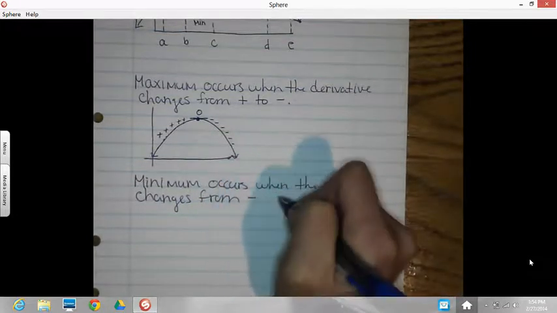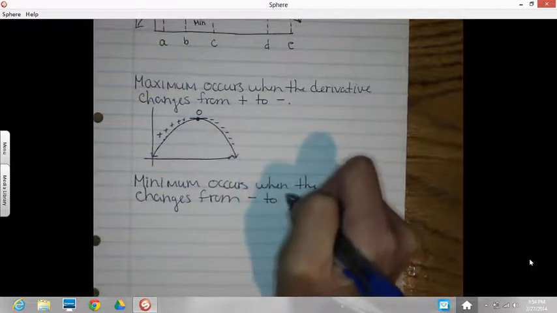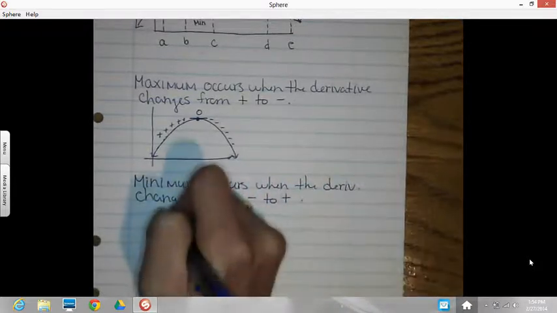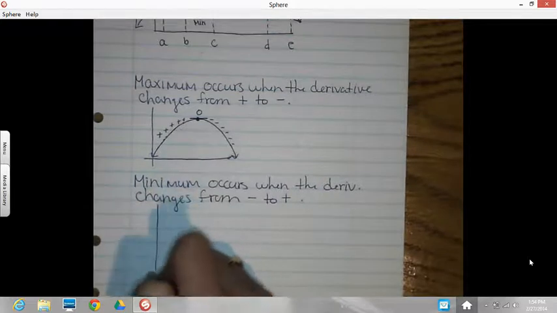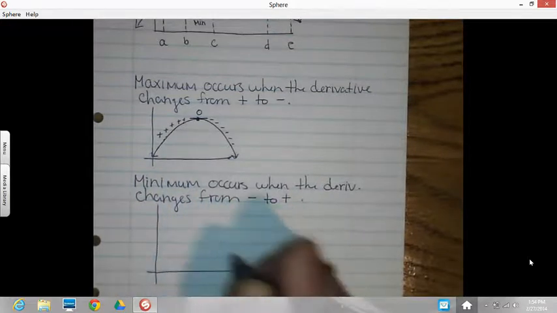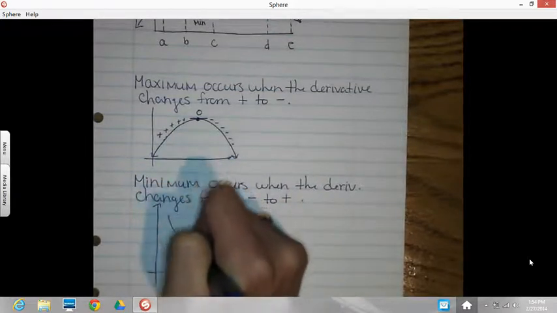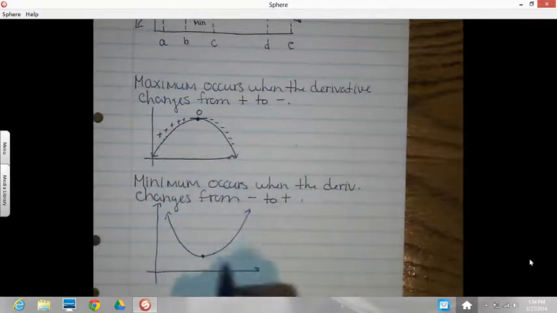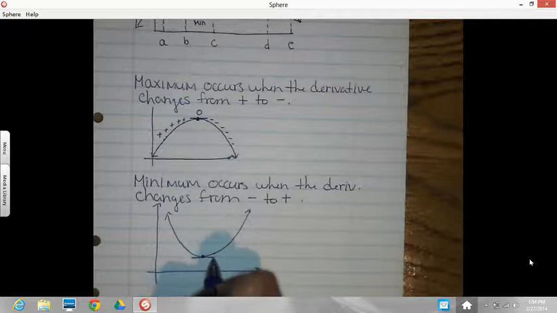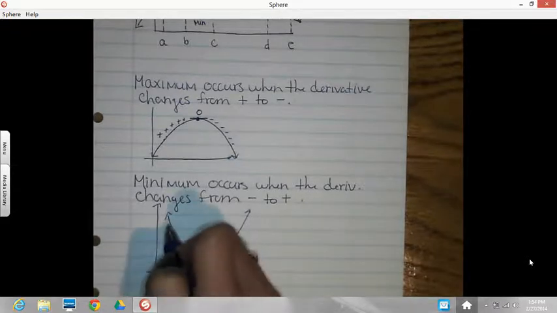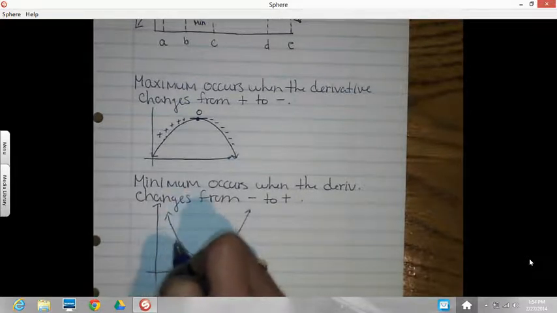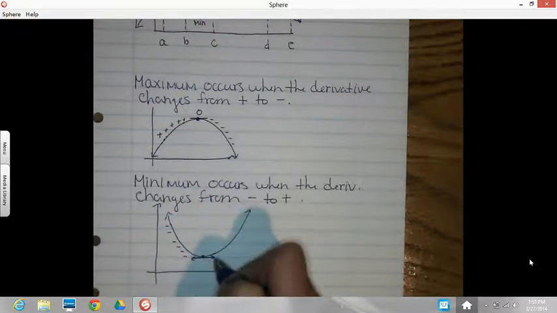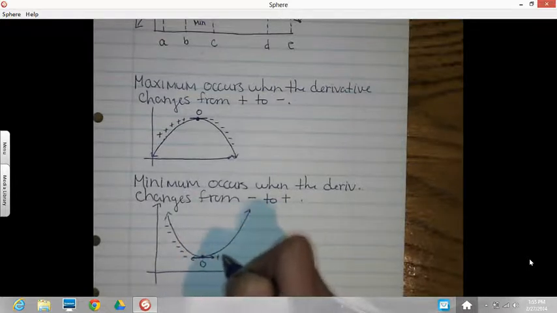And let's take a look. So let me put a minimum in here. There's my critical point. I know the tangent line, the slope is 0 because it's horizontal. Here, all of my tangent lines are going to be downhill, so they're all going to have a negative slope. After the 0, now my tangent lines are going to be going uphill. They're all switching to positive. So when the derivative goes from negative to positive, you're going to have a minimum.